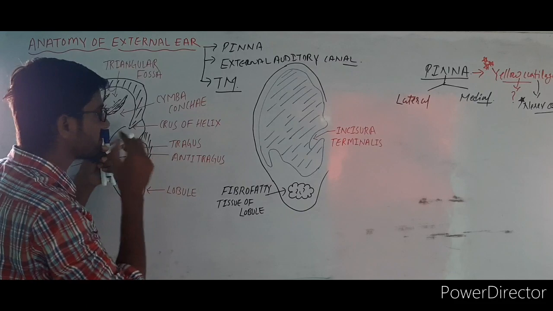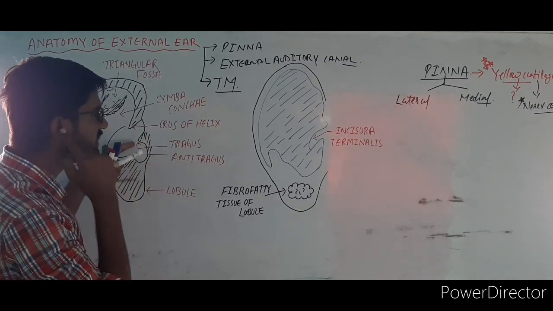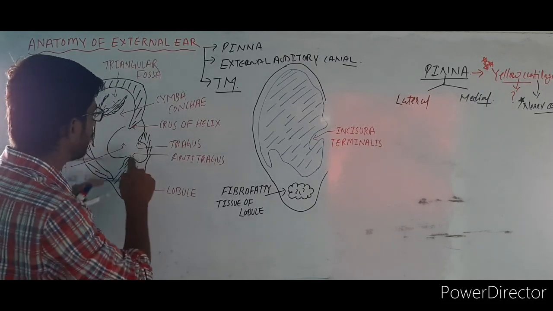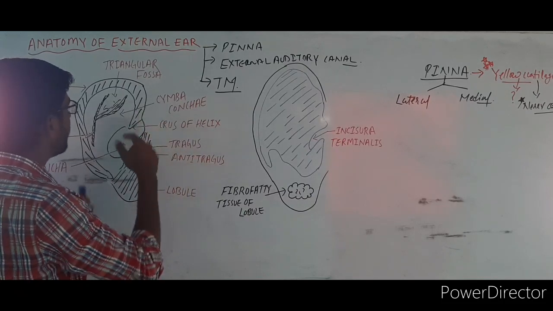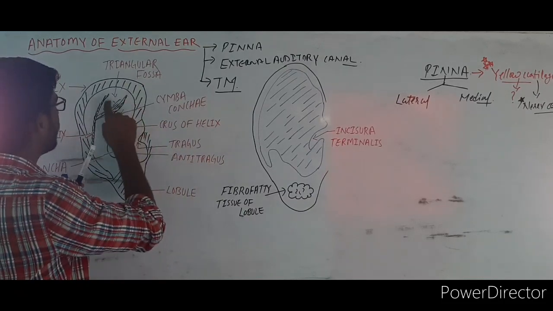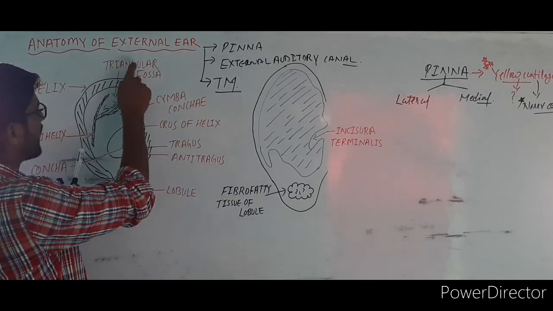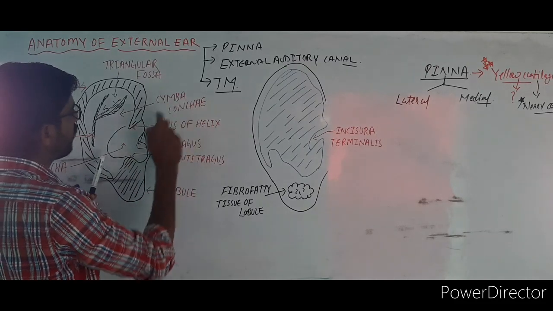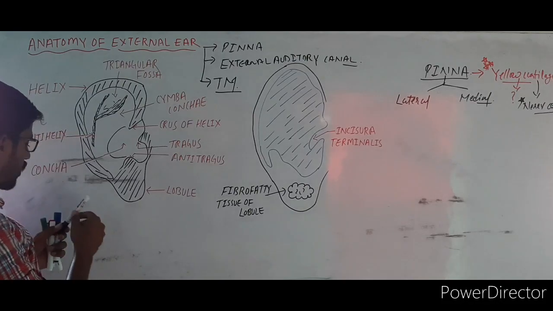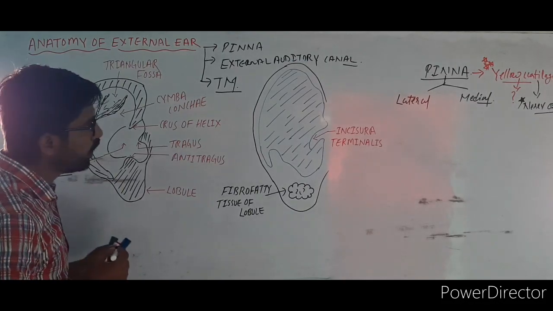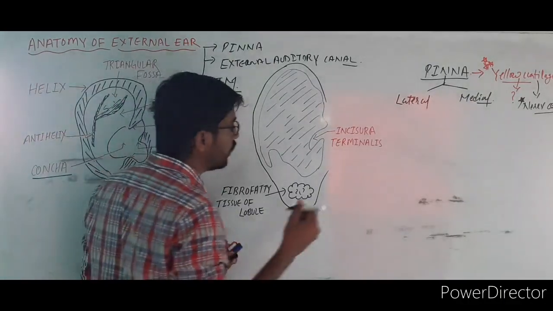Tragus, this part is the tragus. Antitragus is somewhat here. So tragus, antitragus, lobe, crest of the helix, and here is the triangular fossa, between the anti-helix and the helix. This part is concave, and this part here is the concha.